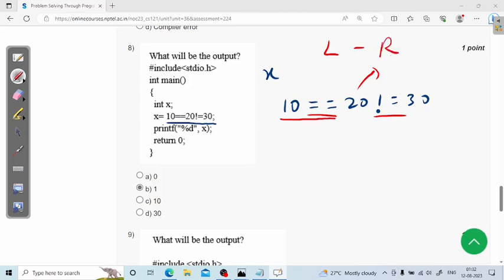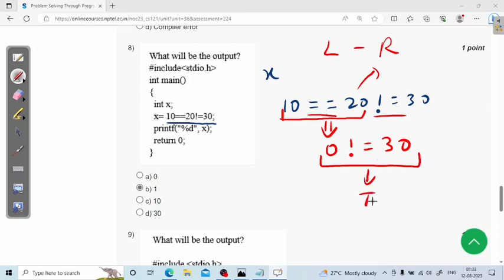So therefore, first of all, this part will be executed, and then whatever result we get here, that result will be used to execute the second operation. So 10 == 20 is a false statement. False means it will give us 0 here. Then 0 != 30. If you look at this statement, 0 != 30 is a true statement, yes or no? Because 0 is not equal to 30.